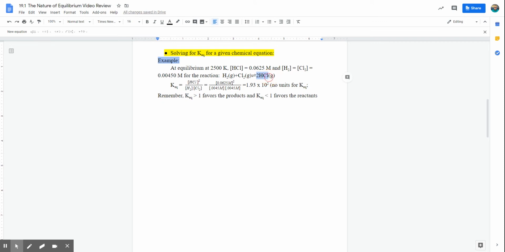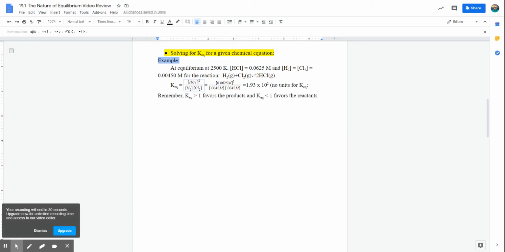So here's your product, and you'll notice on this one, you have a coefficient of 2. So that means you will raise the concentration of hydrochloric acid to the power of 2. On the denominator, you'll notice that you have the two reactants. So you have hydrogen and you have chlorine concentrations multiplied by each other. So then you will write the concentrations themselves inside the brackets.